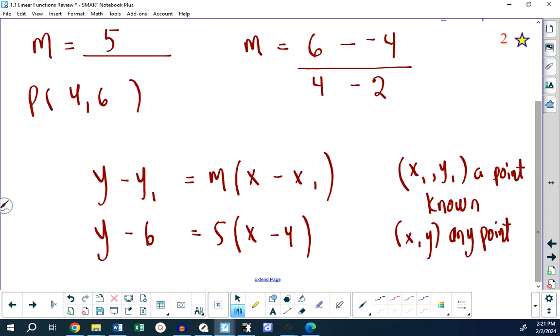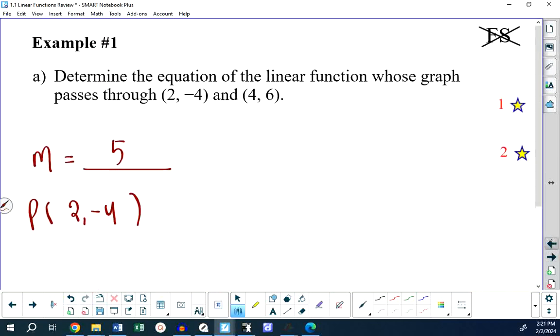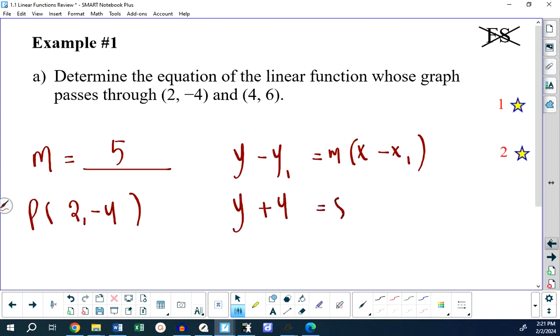All right? Good? Okay. What if we did the same thing here with this one? Well, then we would have y minus y1 equals the slope times x minus x1. We would get y minus negative 4 equals the slope times x minus 2. Fair? In other words, you agree?